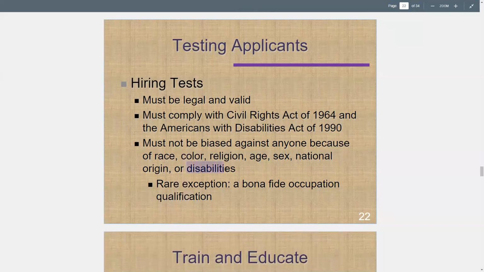And then, of course, we've already talked about the issue of disabilities. There are a few things that are bona fide occupational qualifications, but this is a rare exception, and we're not going to really talk about this yet. We'll talk about this in more detail later on.